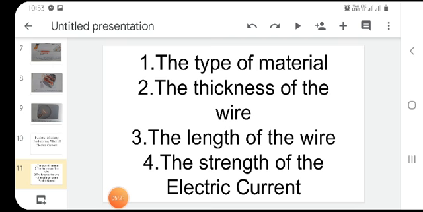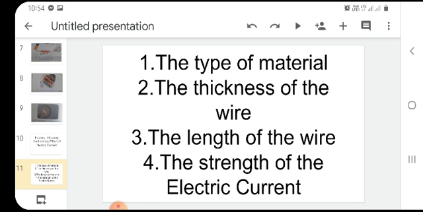First, we will learn about the type of material. Its description is that different materials with the same thickness and length heat up to different temperatures for the same strength of current. For example, nichrome produces more heat and copper produces less heat.